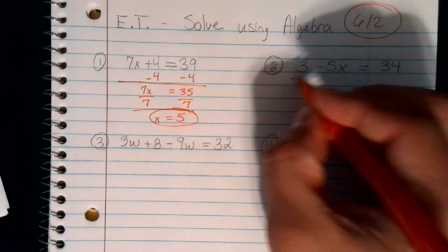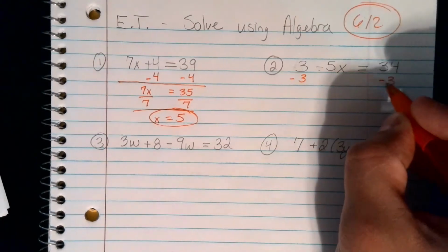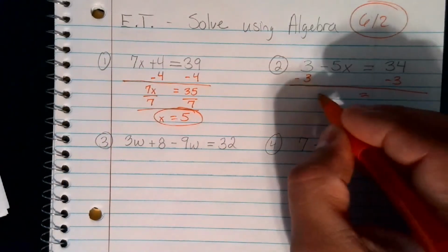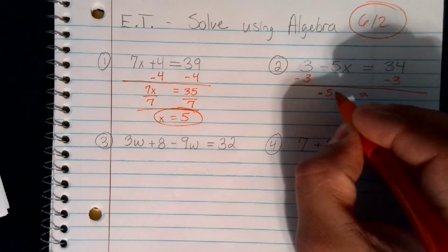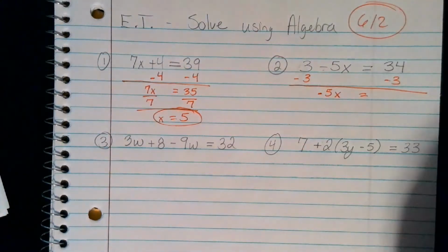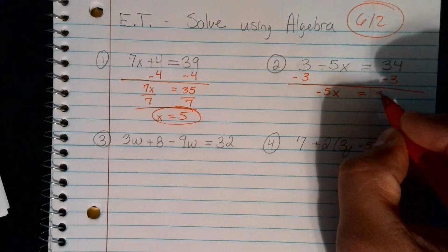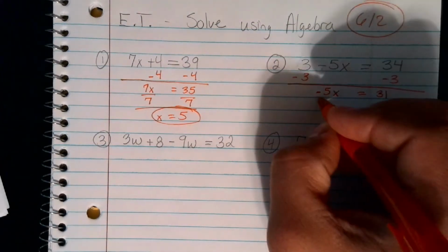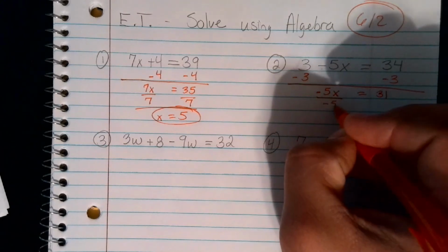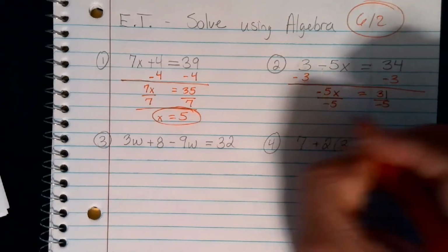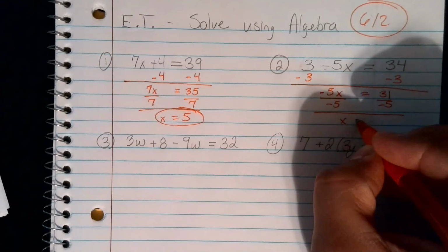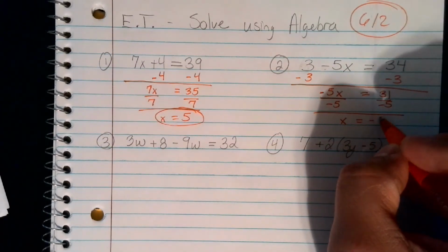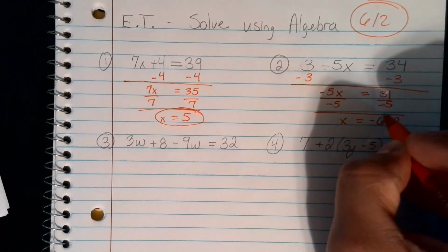So to get rid of that positive 3, I'm going to take away 3. That'll make it go to 0 on that side. I have 0 minus 5x, which is just minus 5x, which you can treat as negative 5x now. 34 minus 3 is 31. I got to get rid of this times negative 5x. The opposite of multiplying by negative 5 is to divide by negative 5. And you can use a calculator to help you if you want, or just do long division. And you end up here getting negative 6.2 for our answer.